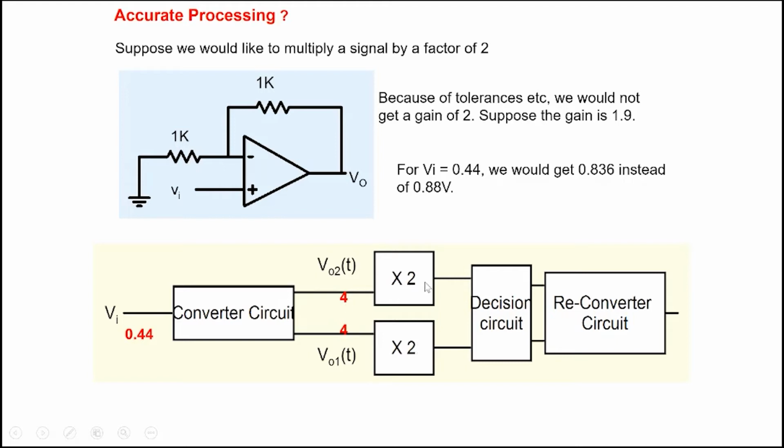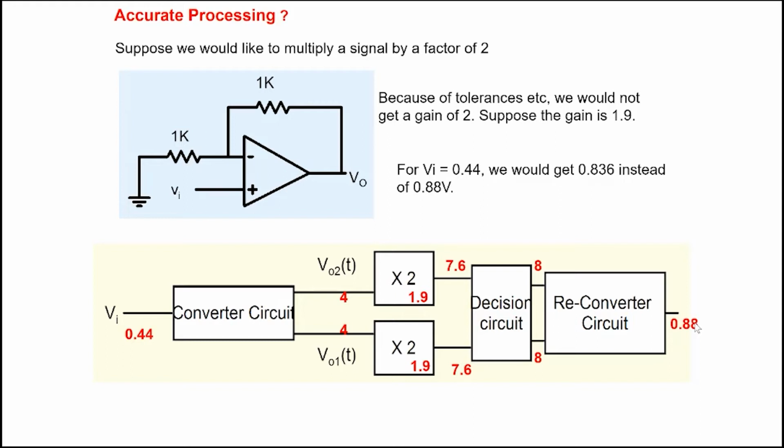Let's multiply by 2, but we note that multiplication is not very accurate. So let's assume that the gain is 1.9 here. So when we multiply 4 by 1.9, we get 7.6 here, obviously because of the error. But we use a decision circuit. The decision circuit decides which number it is closest to. So it's close to 8. And similarly, this is close to 8. And then we combine them together and we get 0.88. So note that despite the error in multiplication that you see here, we are able to get the accurate result here, 0.88. 0.44 multiplied by 2 gives us 0.88.